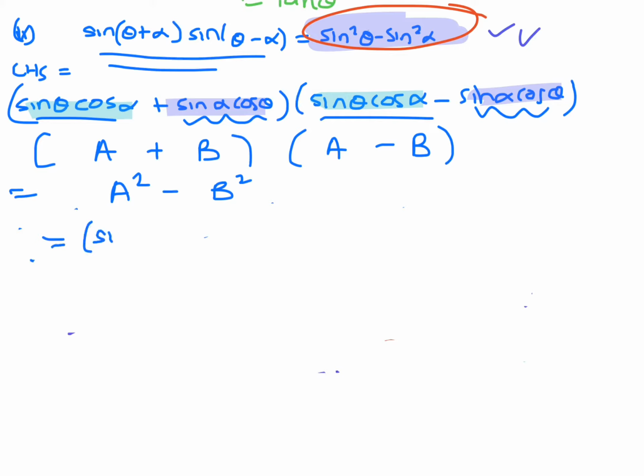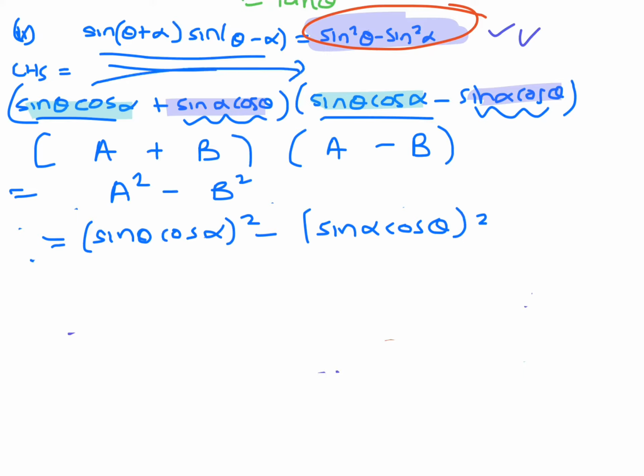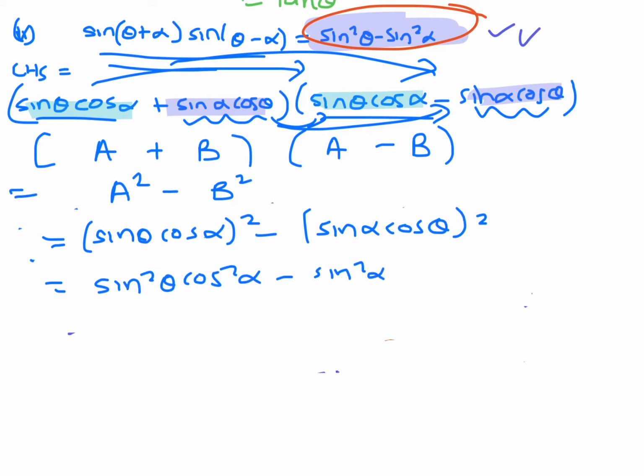So you end up having A squared, which is the first term squared, minus B squared, which is the last term squared. Okay, you could expand the whole thing out and you can get the same thing, and the two middle terms are cancelled because it's like plus AB minus AB. Okay, so that gives you sine squared theta cos squared alpha minus sine squared alpha cos squared theta. Now, if you look at your prize there, you've got sine squared theta minus sine squared alpha.